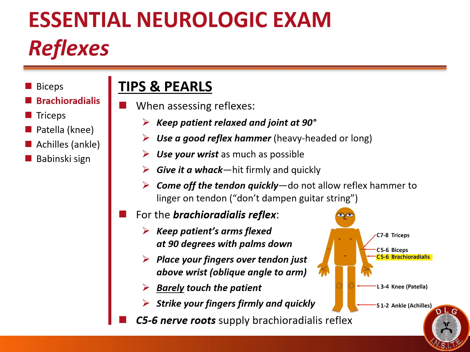For the brachioradialis reflex in particular, keep the patient's arms flexed at 90 degrees with palms down, the same position as for the biceps. But this time, place your fingers over the tendon just above the wrist at an oblique angle to the arm and barely touch the patient with those fingers. Barely touch the patient. And then strike your fingers firmly and quickly. C5-6 nerve roots supply the brachioradialis reflex just like they supply the biceps reflex.